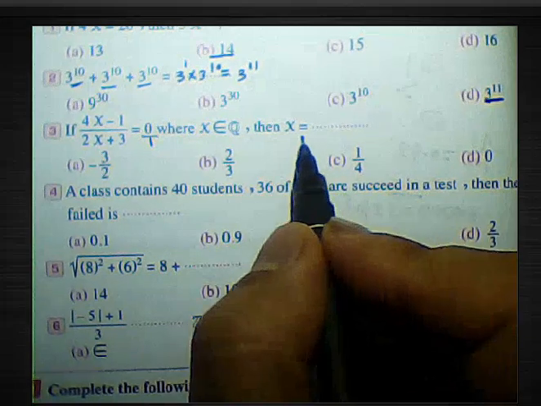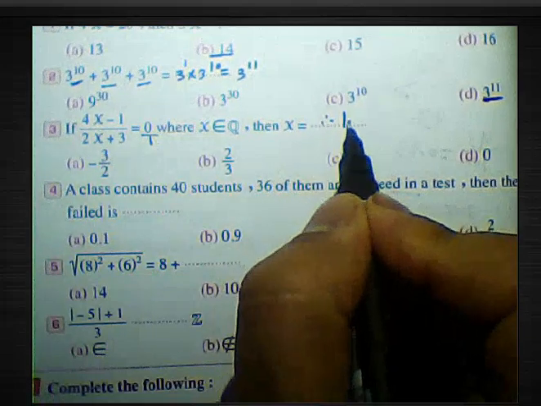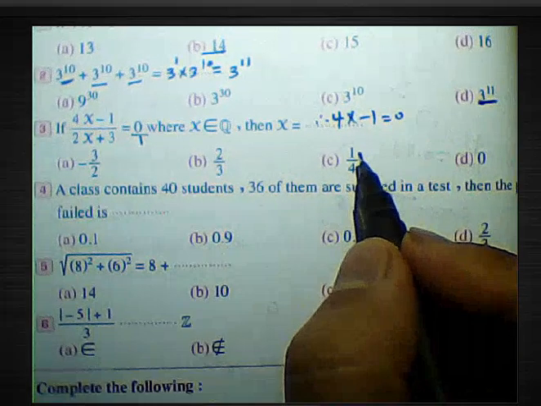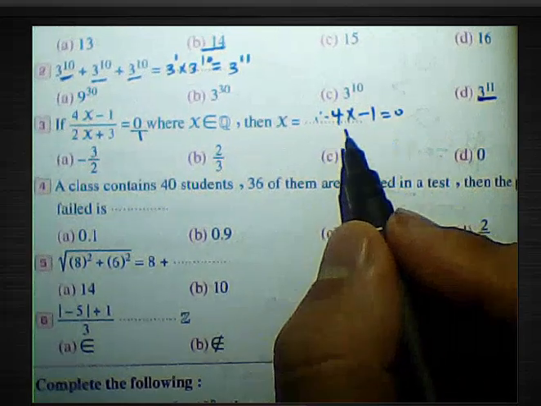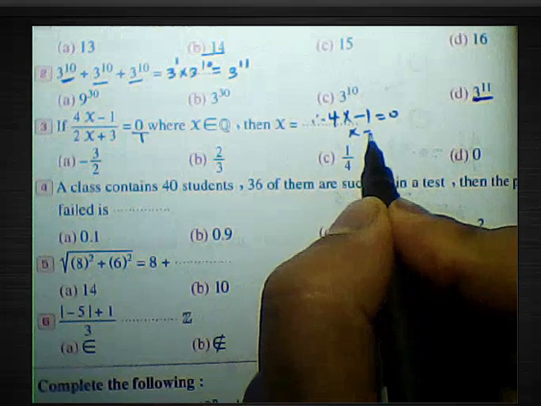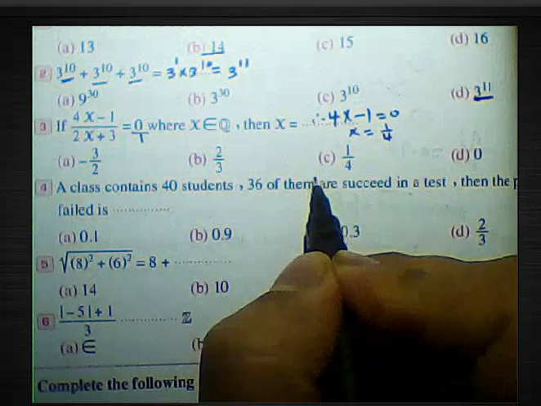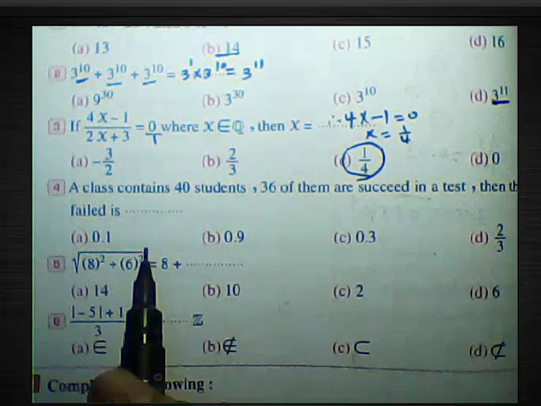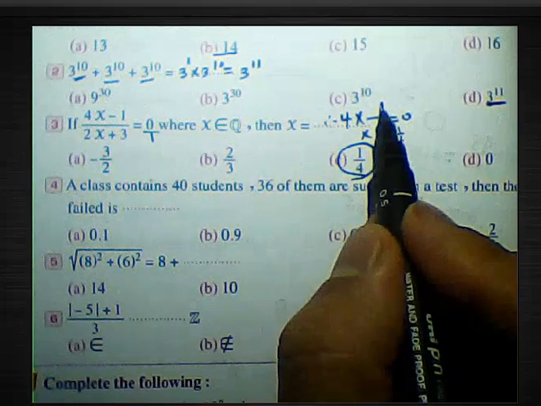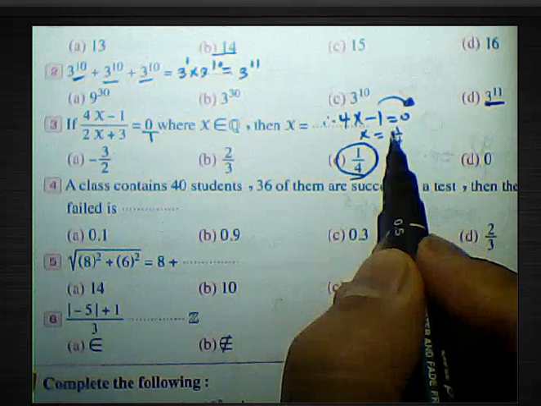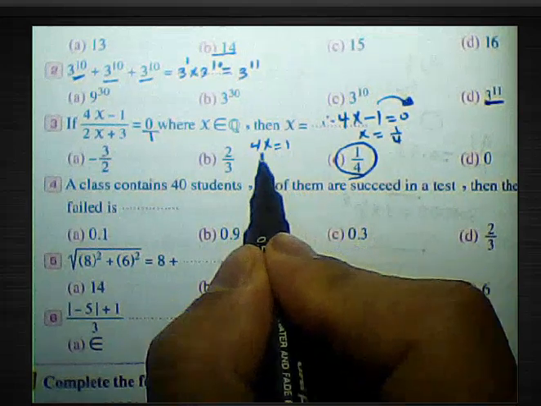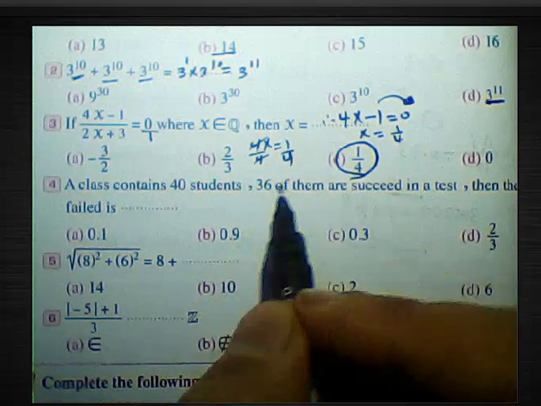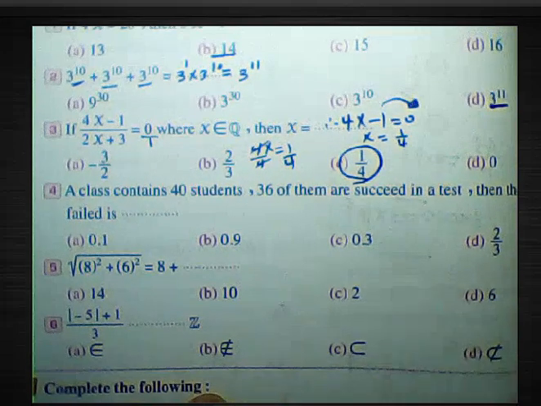Look here, 4x minus 1 equals 0. We can move the negative 1 from the left hand side to the right hand side and divide by the coefficient. The result will be x equals 1 over 4. You must solve this example, the coefficient, okay? Moving negative 1 from left to right, it will be 4x equals 1, and then you can divide by 4 to cancel the coefficient, then x will be 1 over 4.